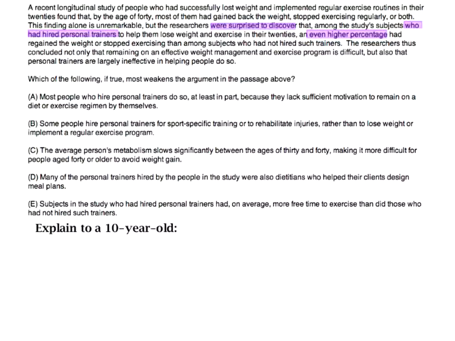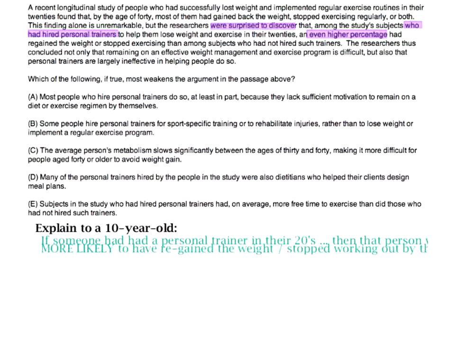Then that person was actually more likely to have regained weight or stopped working out by their 40s. So this is what we want to explain, right? We want to explain this weird finding that people who had had personal trainers were even more likely to have gained the weight back. So what we don't want here is some sort of general explanation for why the weight gain happened.